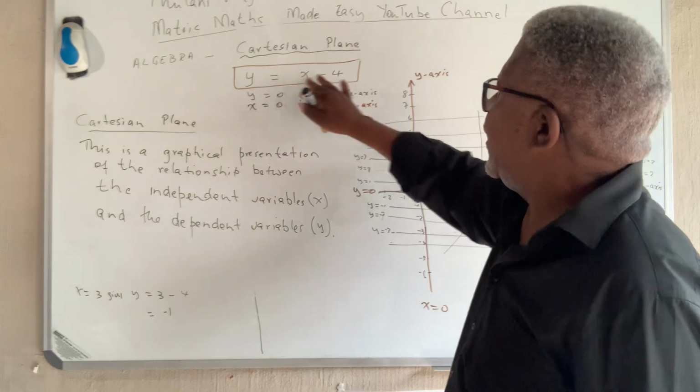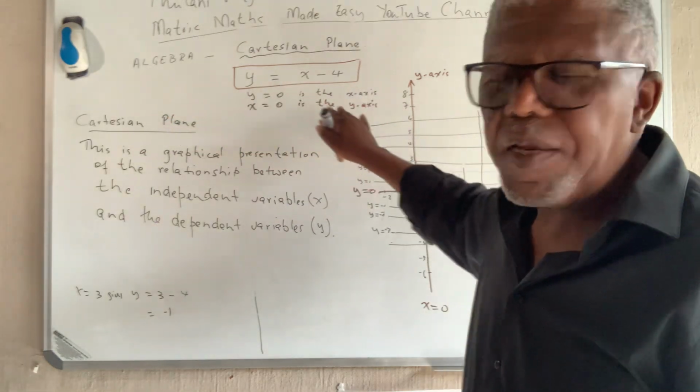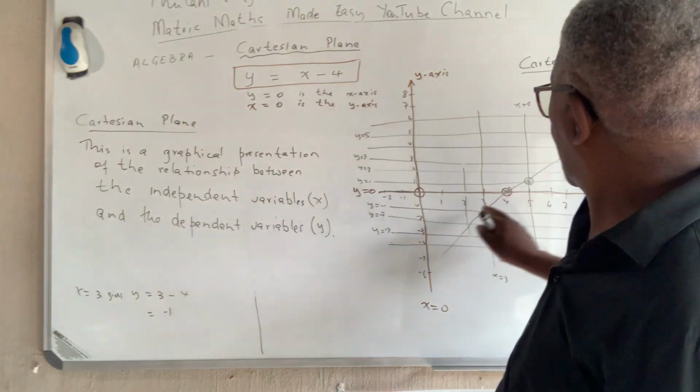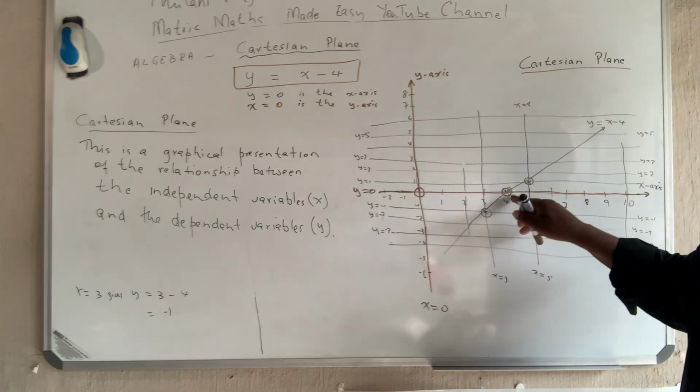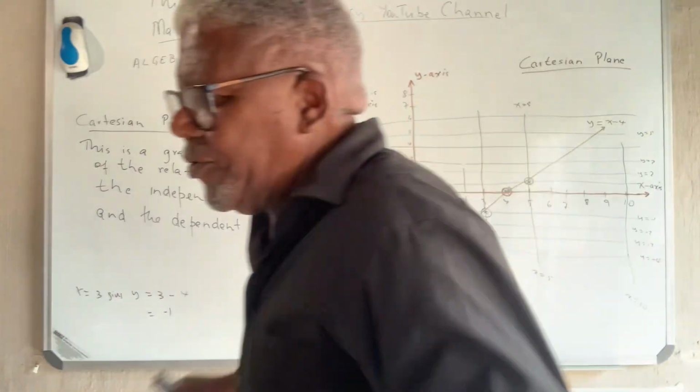But this one is a linear equation, as we have explained before, and the root of this is x equals 4 when y equals 0. A root is when y is equal to 0.